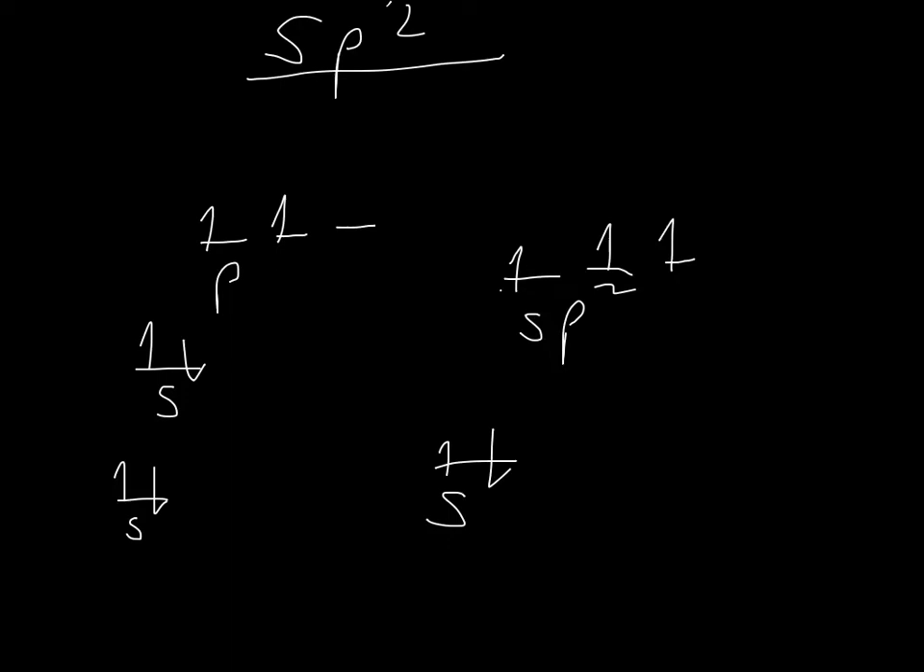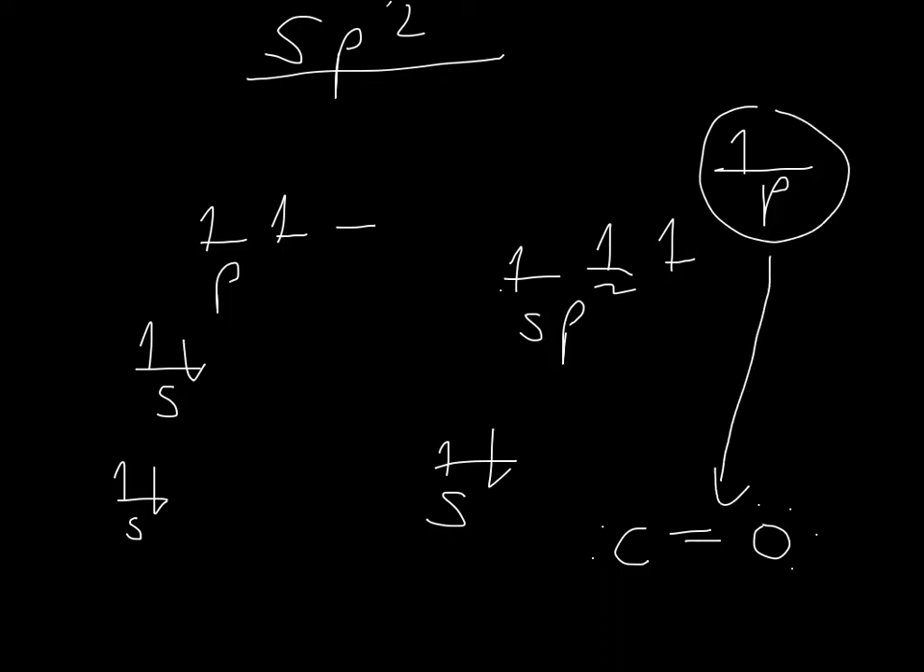Now we're missing an electron. There's still one p orbital left that didn't hybridize. So when this bonds, let's say with oxygen, for example, this extra p is what makes the pi bond. One of these will make the single bond, the sigma, and that one will make the pi bond. So that's why sp2 is a double bond.